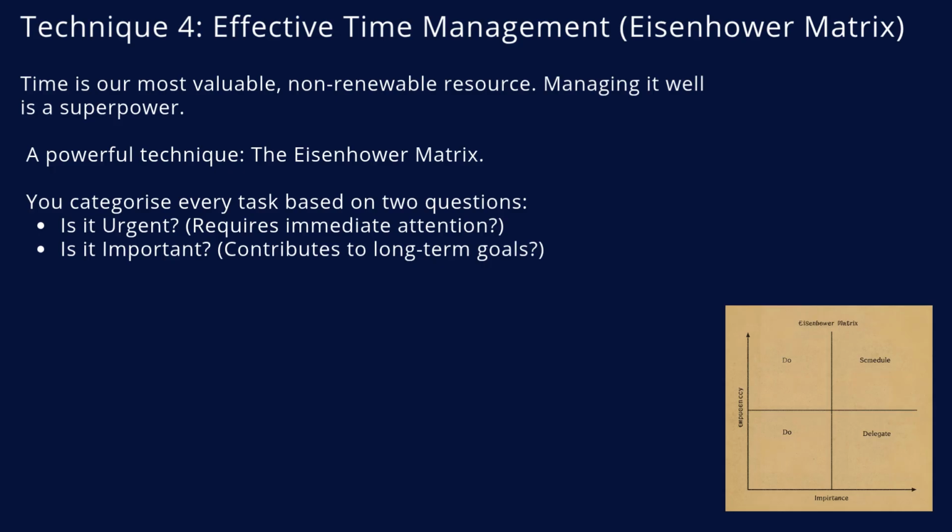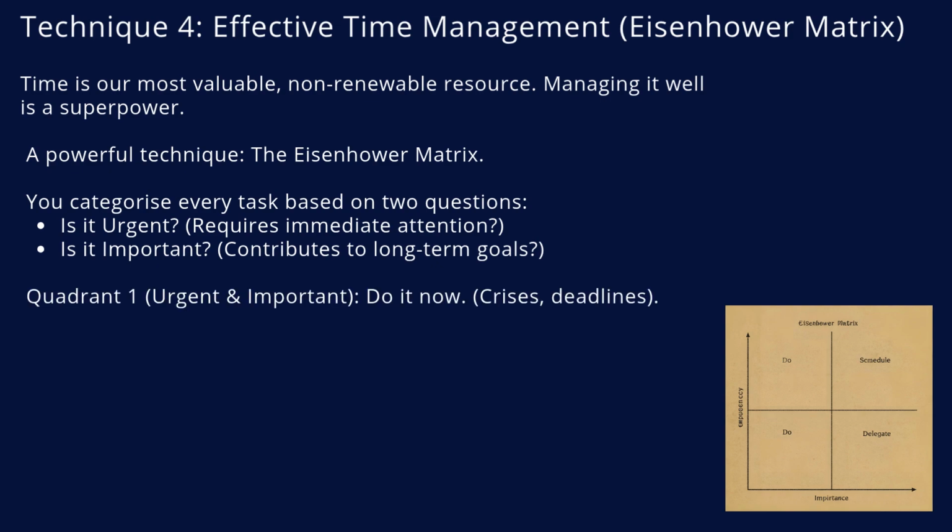First, is this task urgent? Does it demand my immediate attention right now? Second, is this task important? Does it contribute to my significant long-term goals? Quadrant 1 is for tasks that are both urgent and important. These are crises and pressing deadlines. You have to do these now.